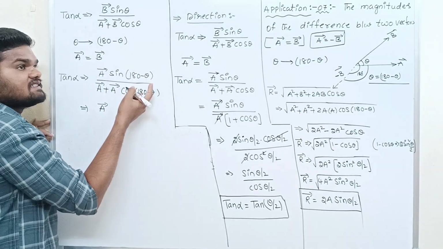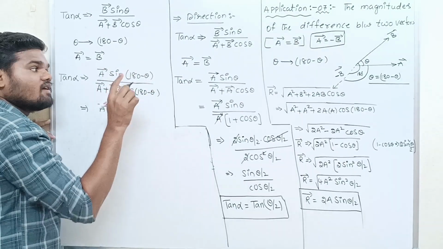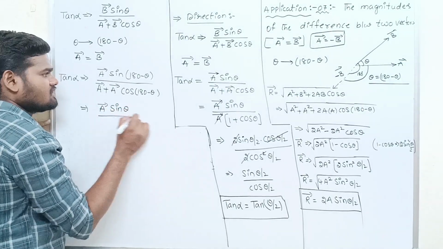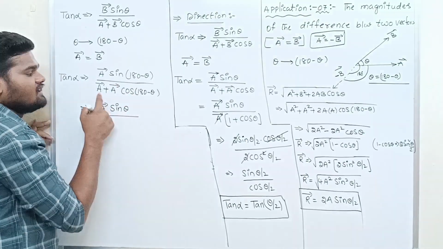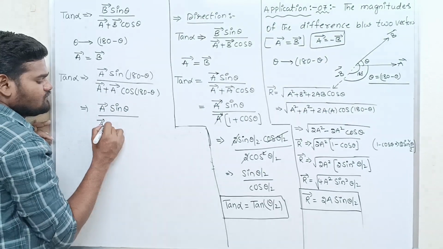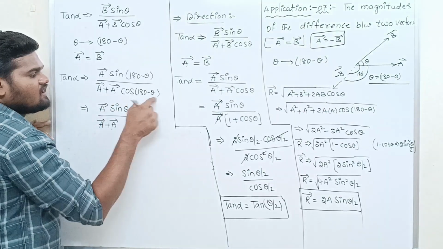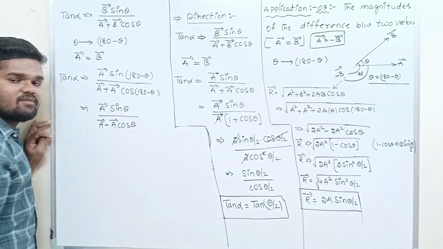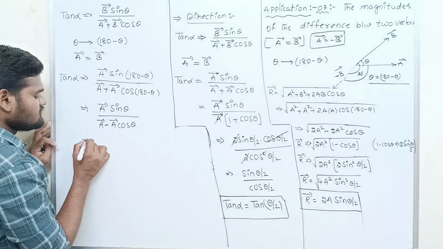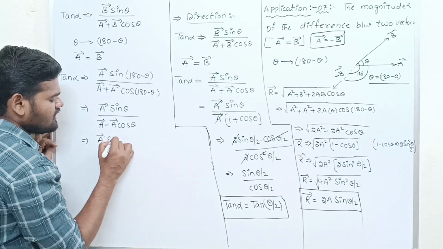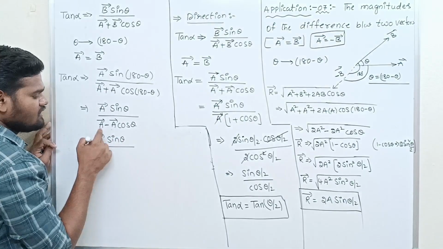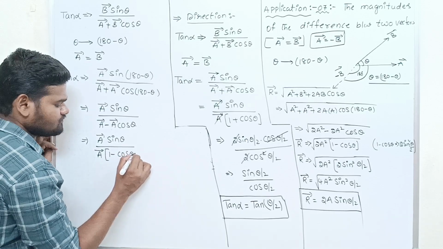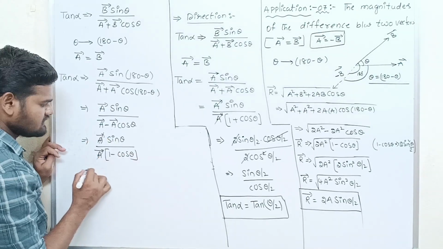In which quadrant does it exist? Second quadrant. In the second quadrant, sin is positive. So sin of 180 minus theta is sin theta. If you take a bar common, a bar plus a bar cos of 180 minus theta, which is minus cos theta. Are you getting? I am just writing directly. Okay, so if you take a bar common, a bar sin theta divided by a bar, I'm taking the common, so 1 minus cos theta. Okay, a bar gets cancelled out.